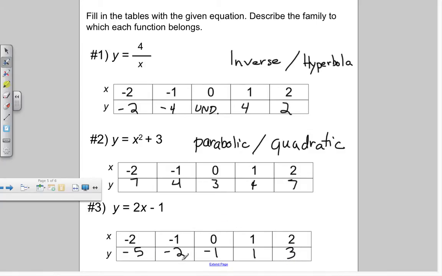This one grows steadily by 2. The slope is 2, the intercept is negative 1. This is a linear function.